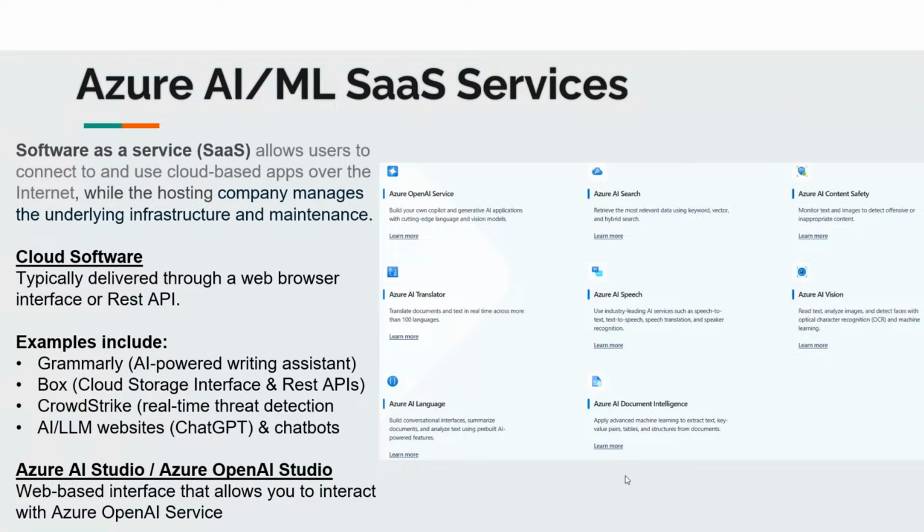So Azure's AI and ML software as a service services allow users to connect to and use cloud-based apps over the internet while hosting companies manage the underlying infrastructure and maintenance. So that's the definition of software as a service: some type of cloud-based application that allows you to connect to it and use the services while that company manages the underlying infrastructure and hardware.